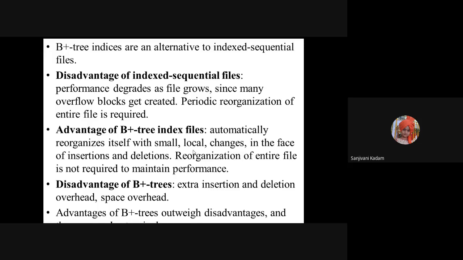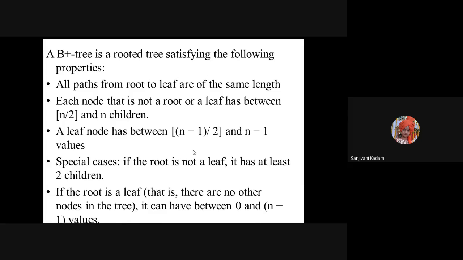Let us see how the actual structure is. These are the properties of a B+ tree. All paths from root to leaf are of the same length. Each node that is not a root or leaf has between n/2 and n children. Now here we are at the main point.